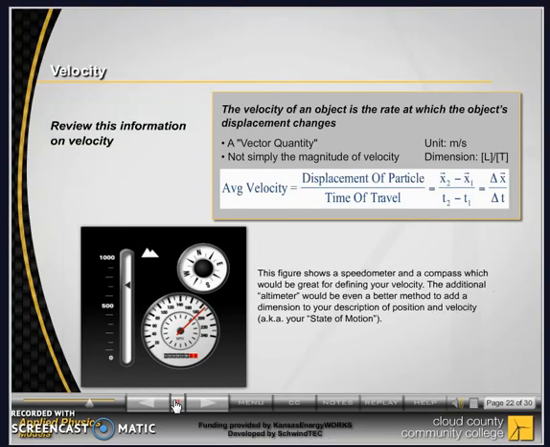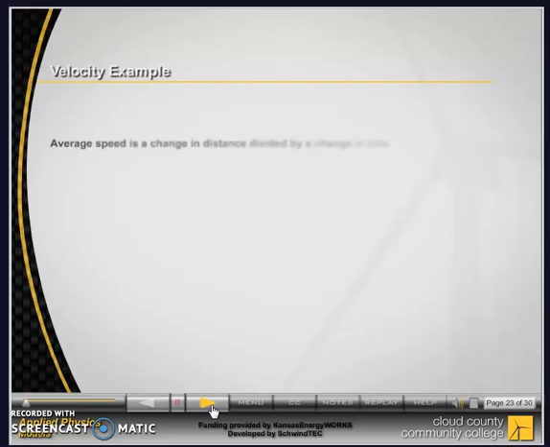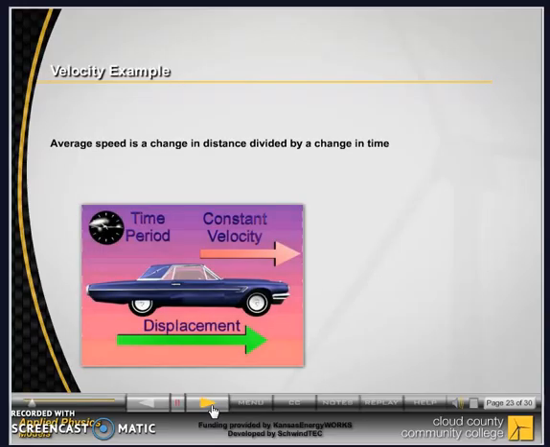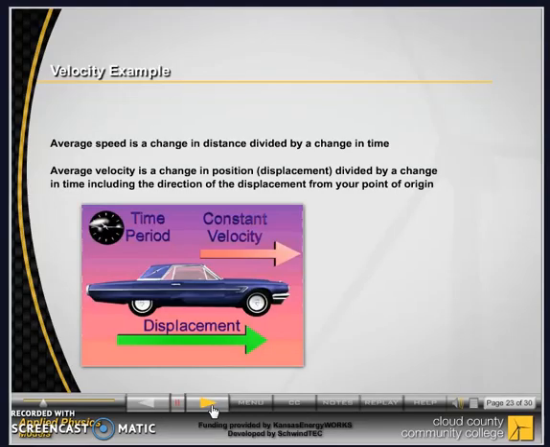This figure shows a speedometer and a compass, which would be great for defining your velocity. The additional altimeter would be an even better method to add a dimension to your description of position and velocity, aka your state of motion. Recall that average speed is a change in distance divided by a change in time, while average velocity is a change in position, the displacement, divided by a change in time, including the direction of the displacement from your point of origin. Again, be careful to define your terms properly.